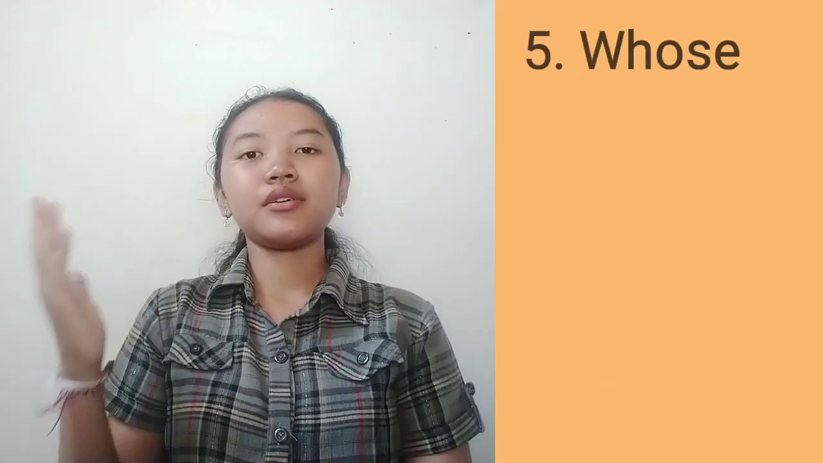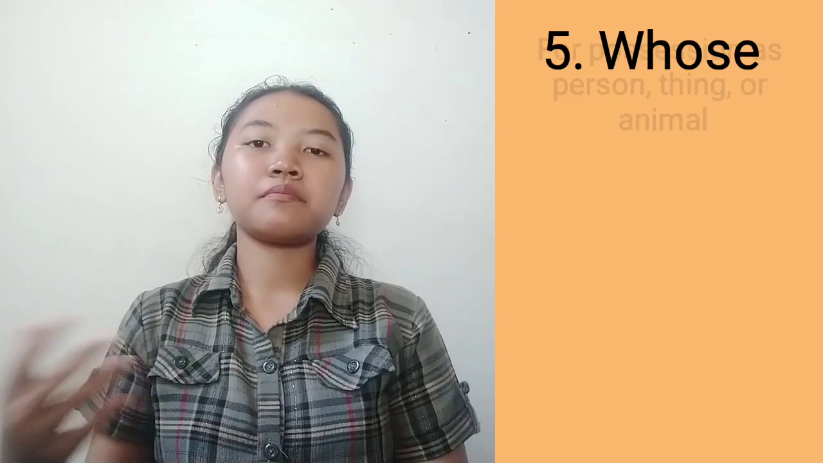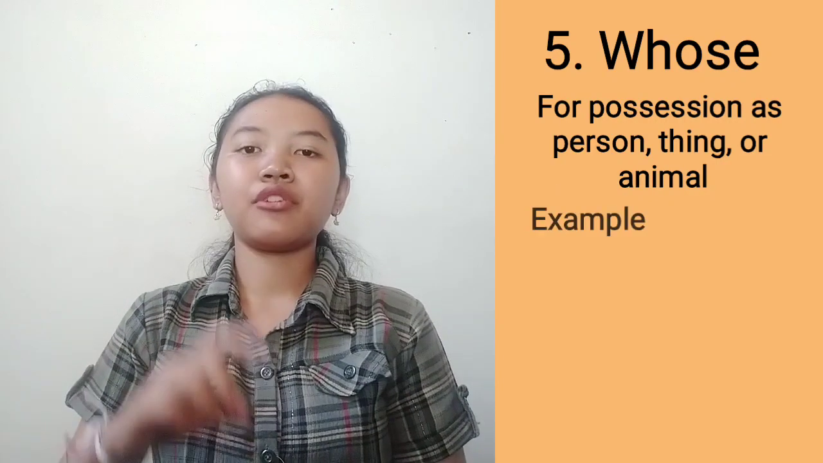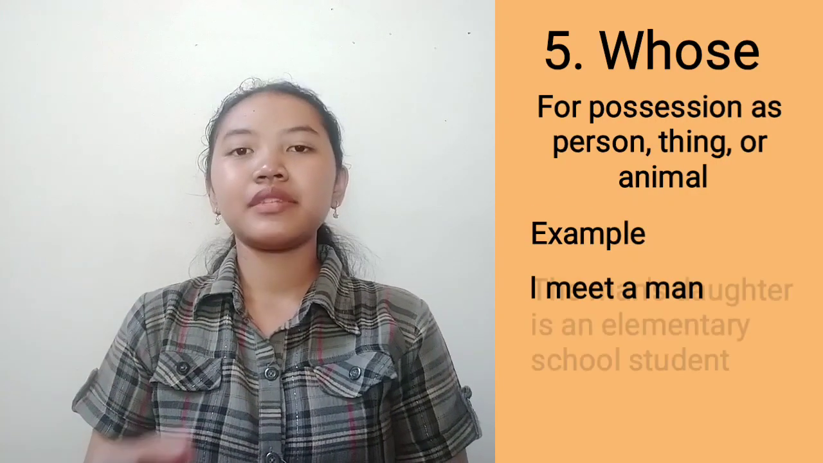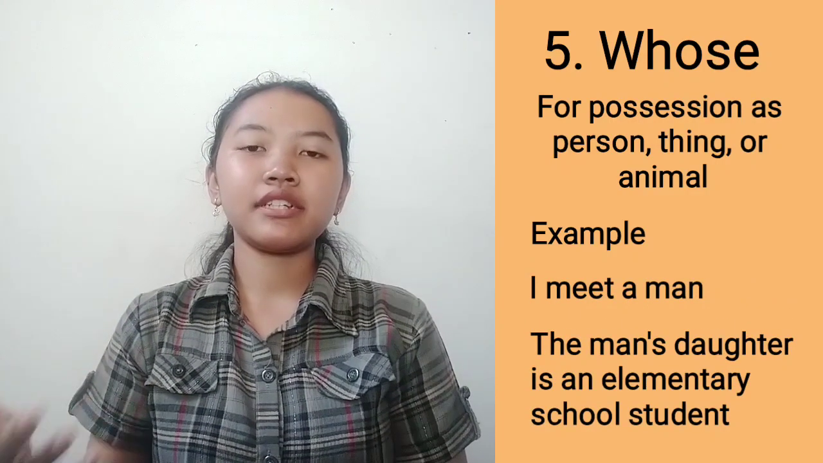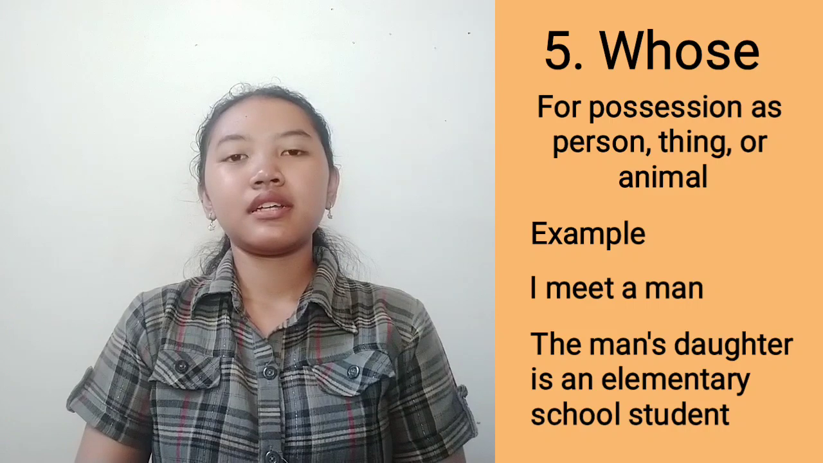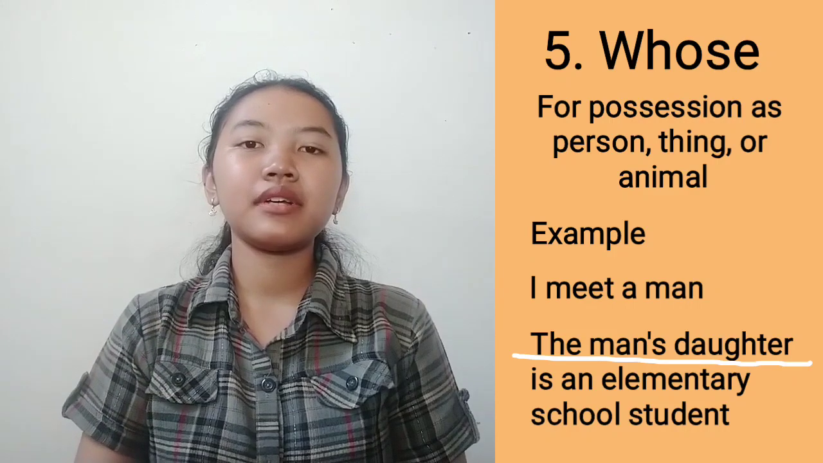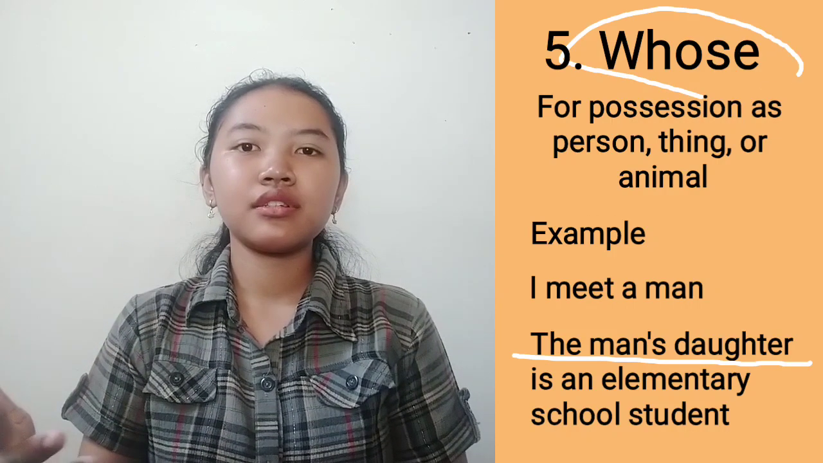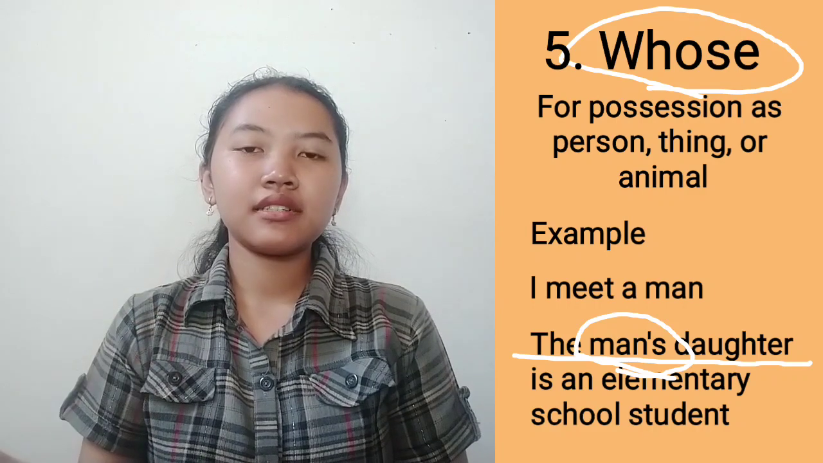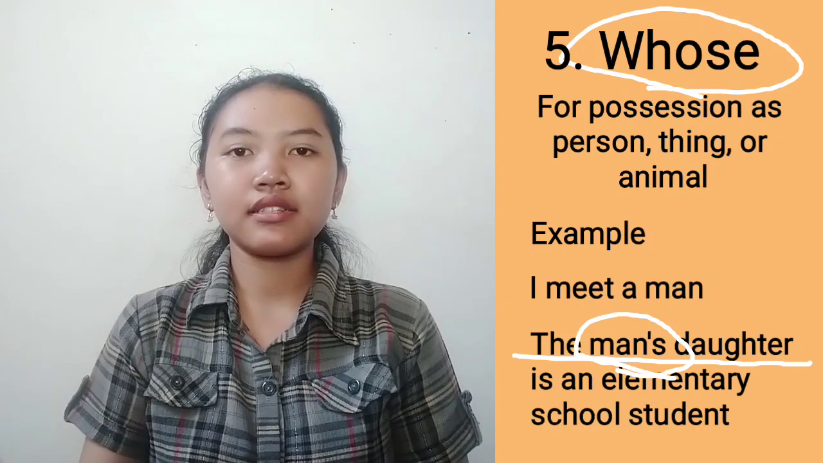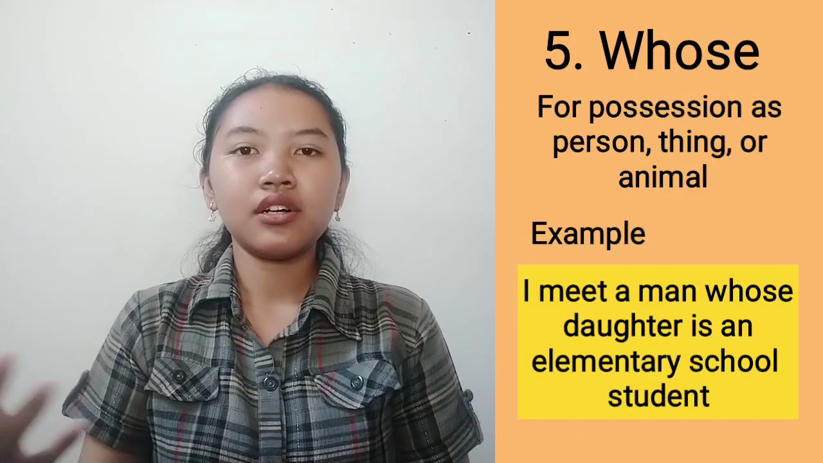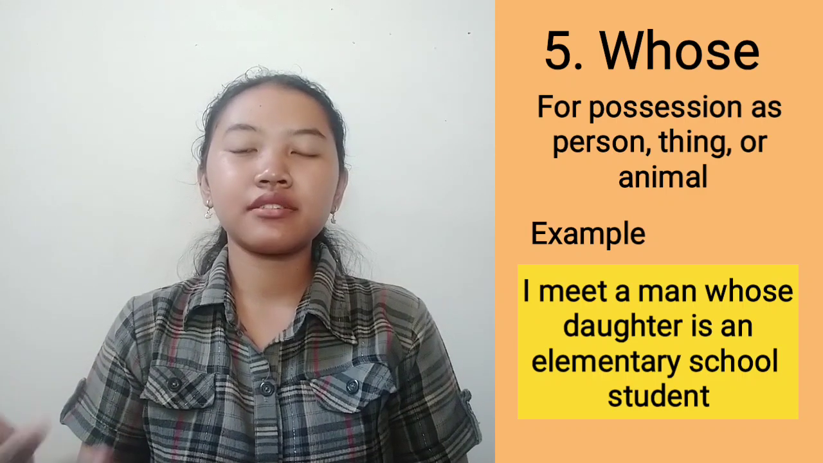The fifth is whose. Whose is used for a possession that can be person, thing, or animal. For example, I meet a man. The man's daughter is an elementary school student. The second sentence has the man's as possession. So we use whose to substitute the man's to combine these sentences. So the sentence will be, I meet a man whose daughter is an elementary school student.